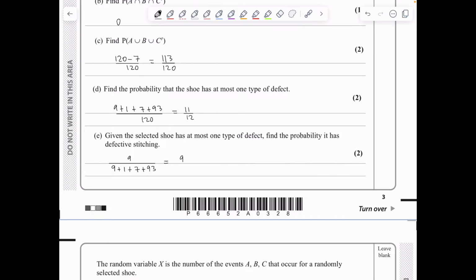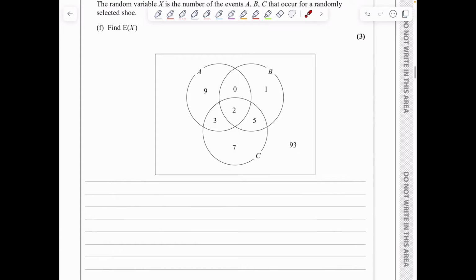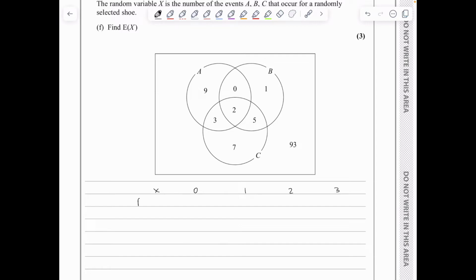which gives an answer of 9 over 110. And in part F, we are told that the random variable X is the number of the events A, B, C that occur, and we need to find the expectation of X. Well, this is the Venn diagram we had. So if we are counting the number of events that took place, then X can take values of 0, 1, 2, or 3, and we need to find the associated probabilities.